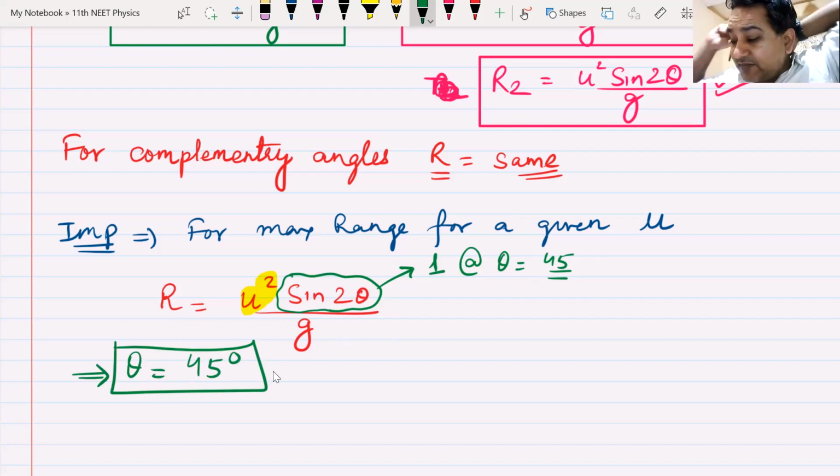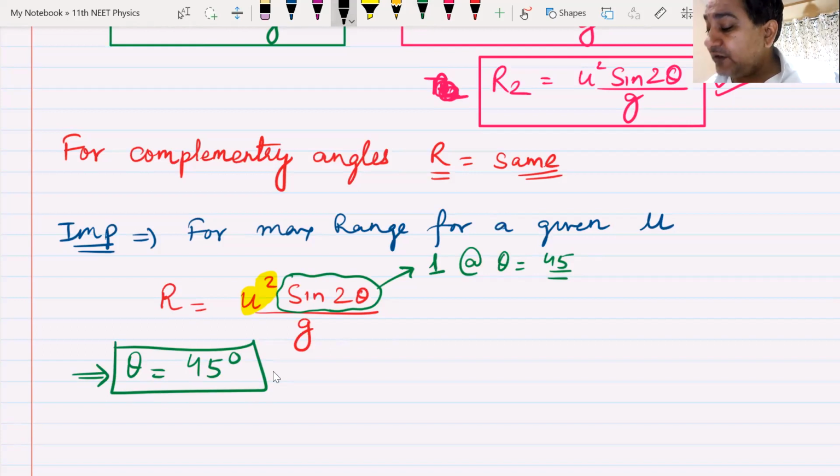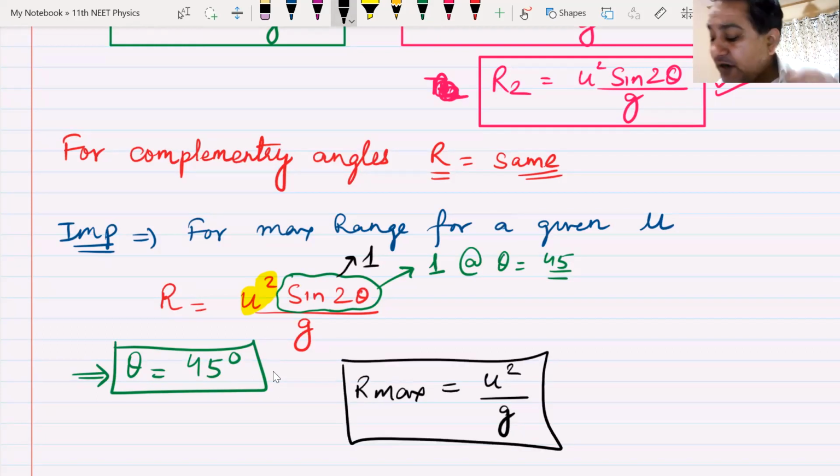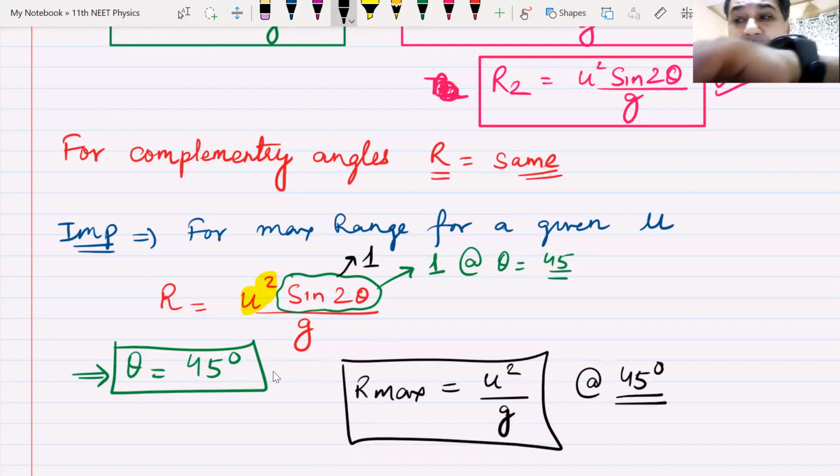Yes or no? Can I have some raised hands? For maximum range, the angle of projection must be 45 degree. And what will be the value of this maximum range? R max will be equal to, this thing will become 1. So the maximum range will become u squared by g. That happens at an angle of 45 degrees.